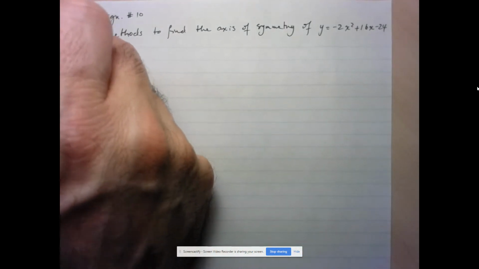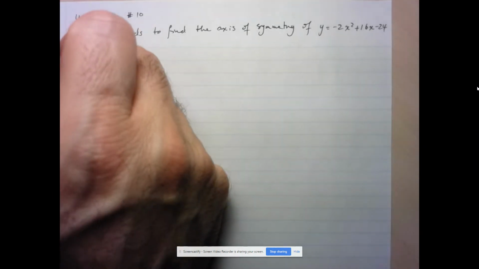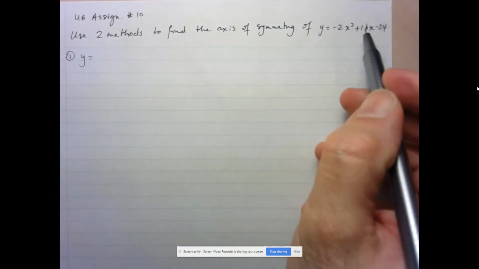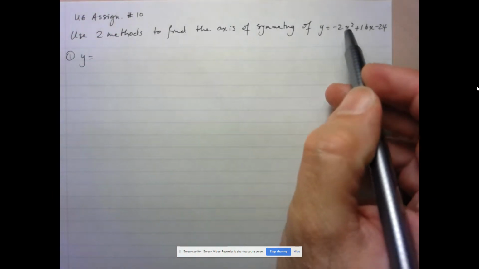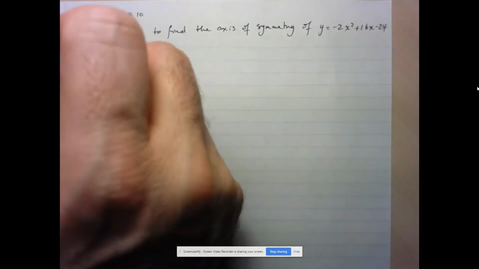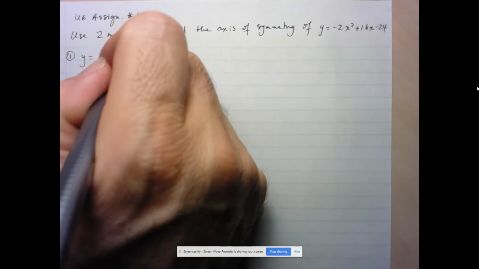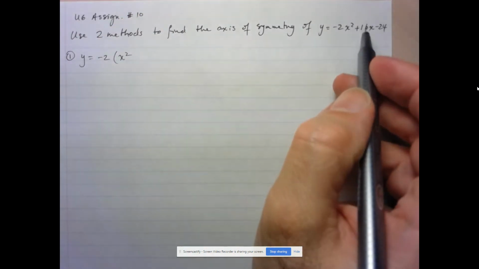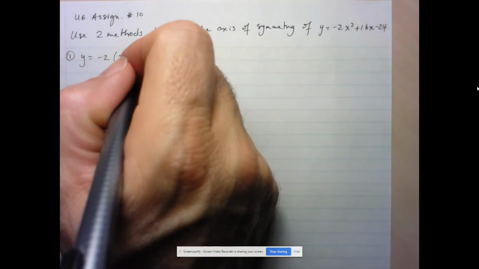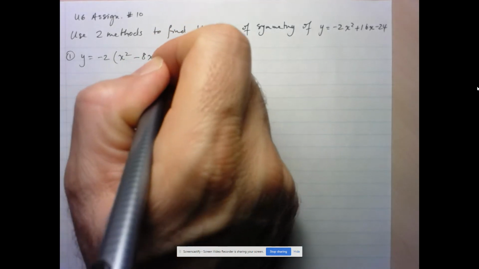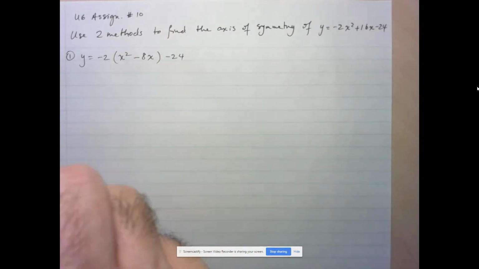Okay, so let's start with that. That'll be our method one. So y equals, and of course to complete the square, our first step is to factor out anything in front of the x squared. So I'm going to factor out this minus 2. And what are we left with? We're left with x squared, and 16 divided by negative 2 is negative 8x. And then of course we have the minus 24.